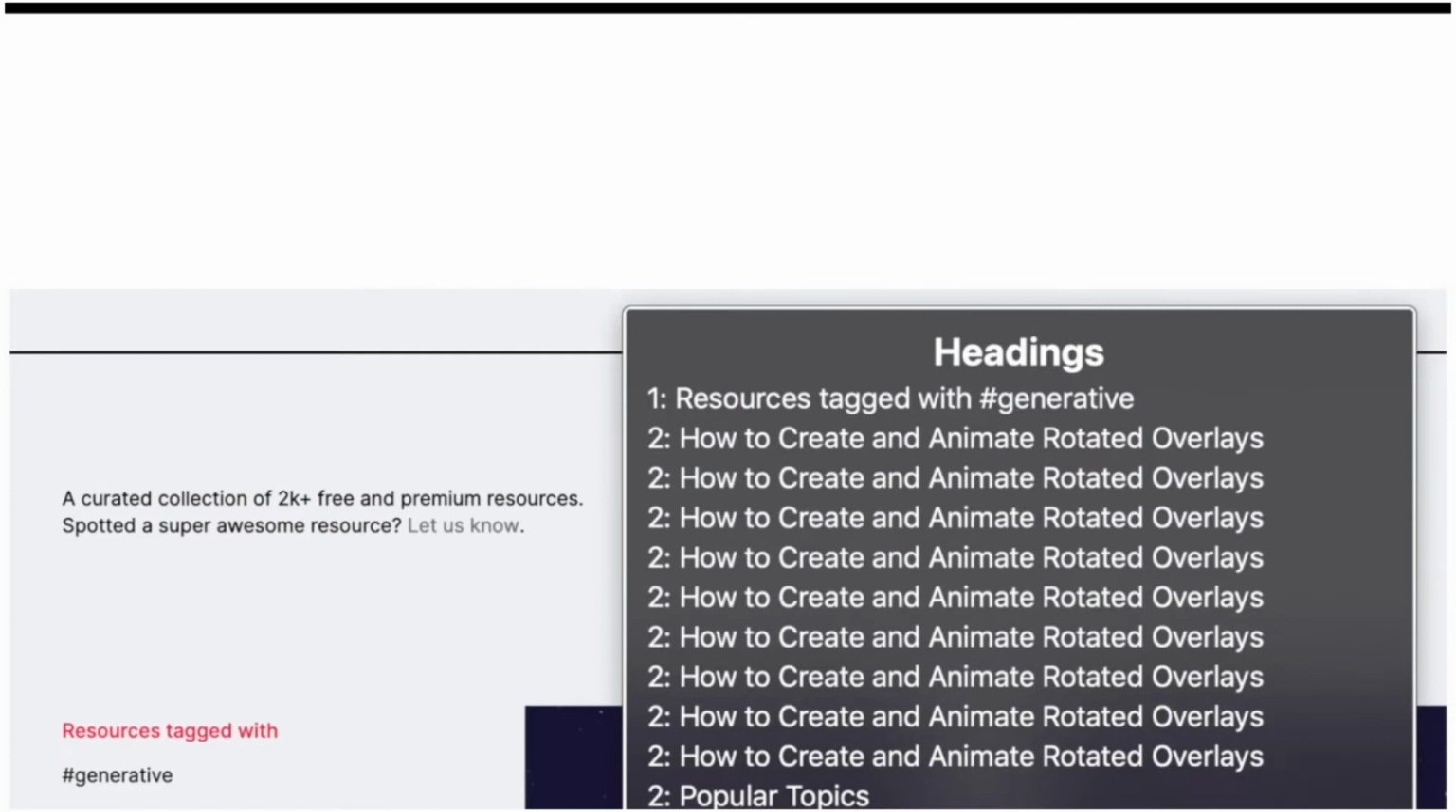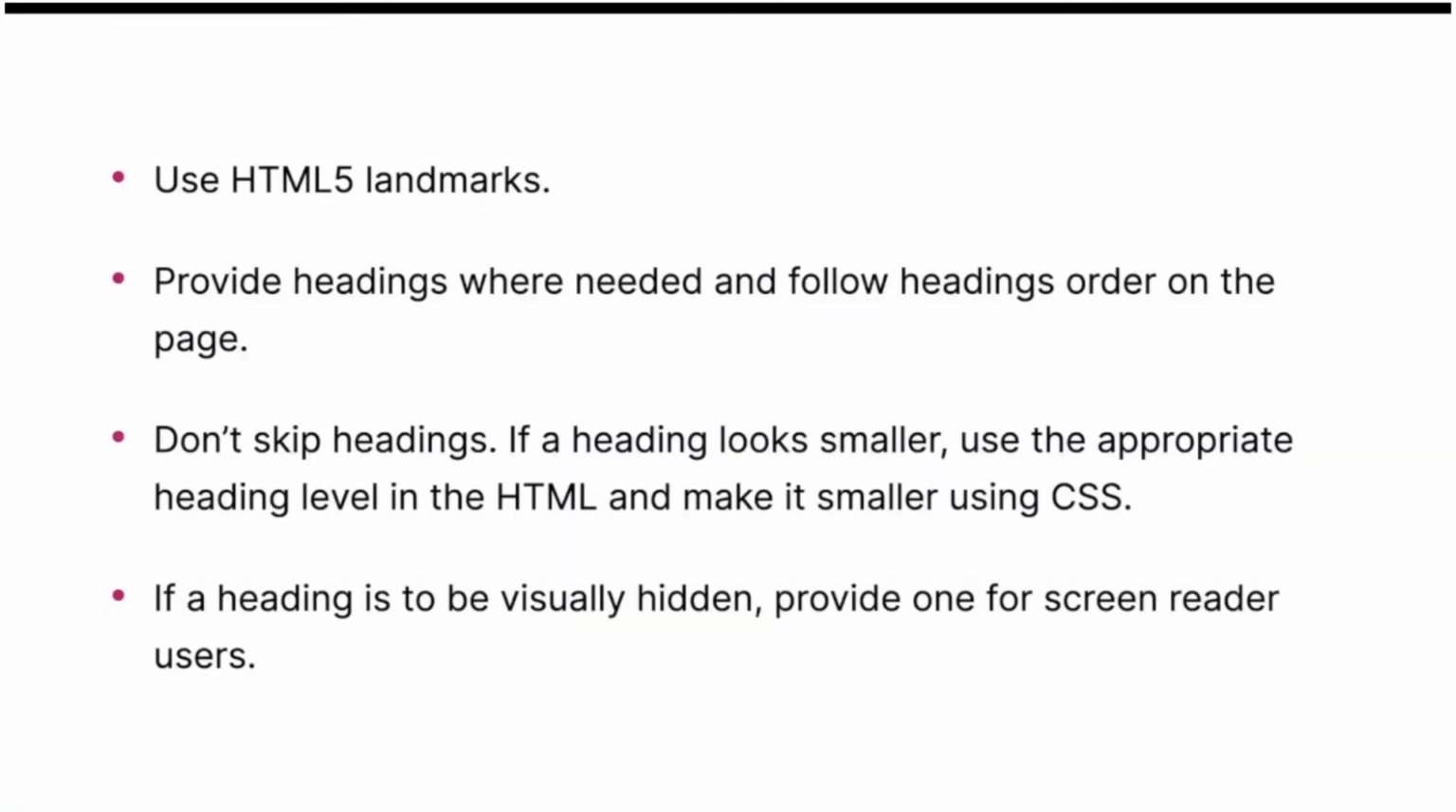Now, without thinking about the importance of document structure and taking that into account when writing the underlying code of the page, the markup would have been much different and much less accessible. So the main takeaways from this section are: use HTML5 landmarks, provide headings where needed and follow headings order on the page. Don't skip headings. If a heading looks small, use the appropriate heading level in the HTML and style it to look smaller using CSS. If a heading is to be visually hidden, provide one for screen reader users.